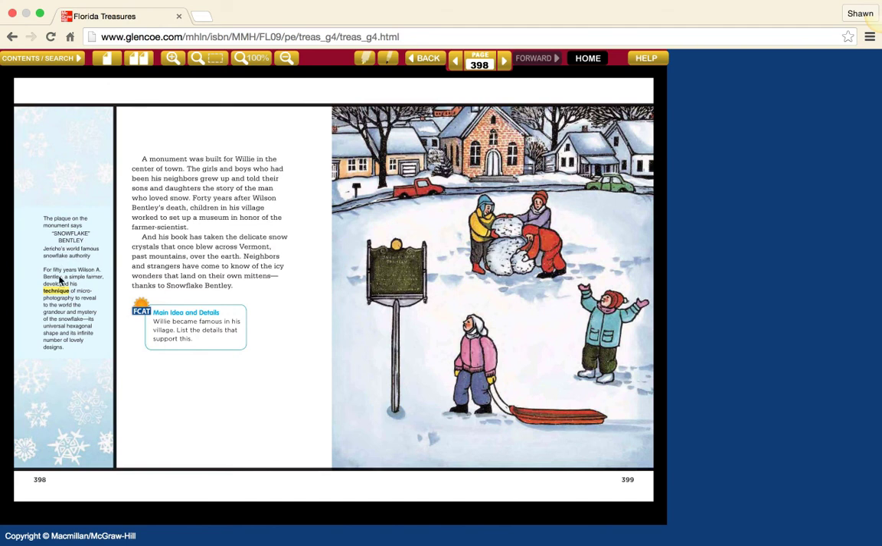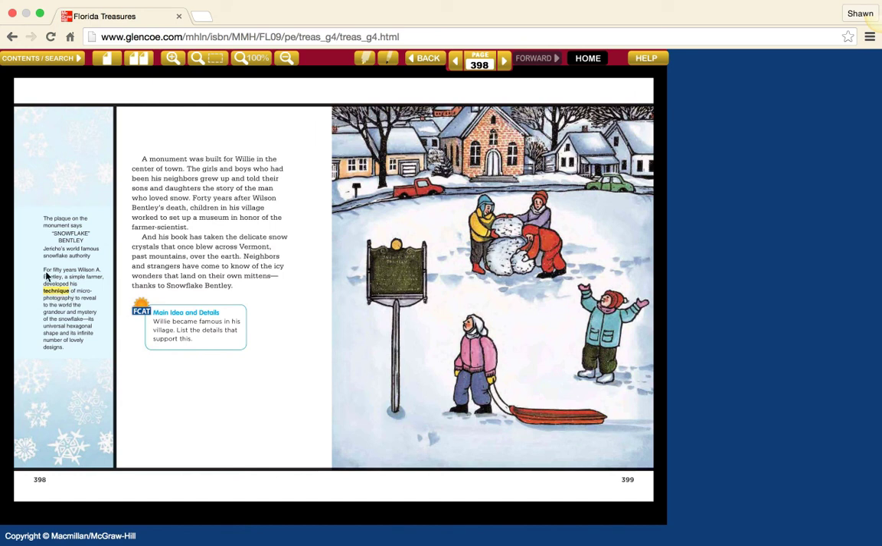For 50 years, Wilson A. Bentley, a simple farmer, developed his technique. That means kind of his method of doing things. Kind of like you might have a method for building Legos or for making a sandwich or for the way you write, or for a lot of things that you do. You just do it the way you do it. Well, that's what a technique is.